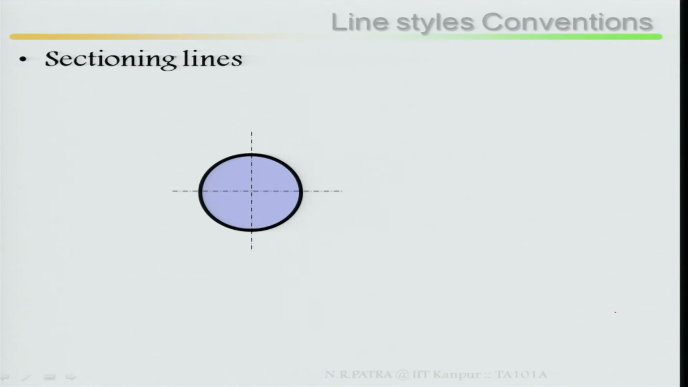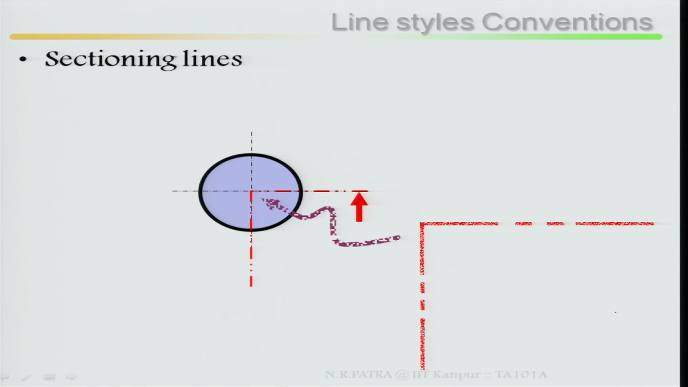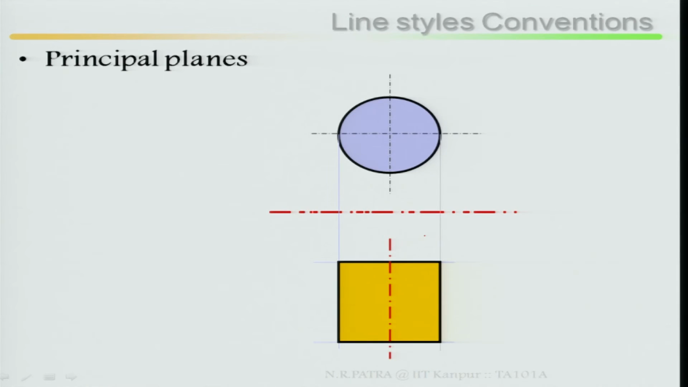Then sectioning lines, look at the sectioning lines, how they look. If I say one half has been sectioned, how your sectioning lines are plotted: one long line, two dashes, then continuing a second line, one long line, two dashes, continuing a second line, then both the lines should join, there should not be any gap. Principal planes, this is center line.